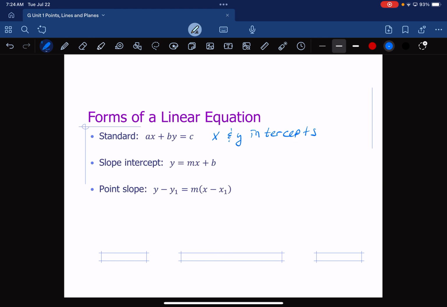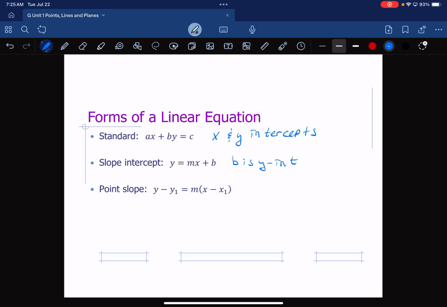What we see for standard form is x and y are on the same side of the equal sign, and the constant c is on the other side. We can quickly find the x and y intercepts and plot those two points on the x and the y axis and graph our line. The second one is slope-intercept form. This one's probably most familiar to you. B is the y-intercept.